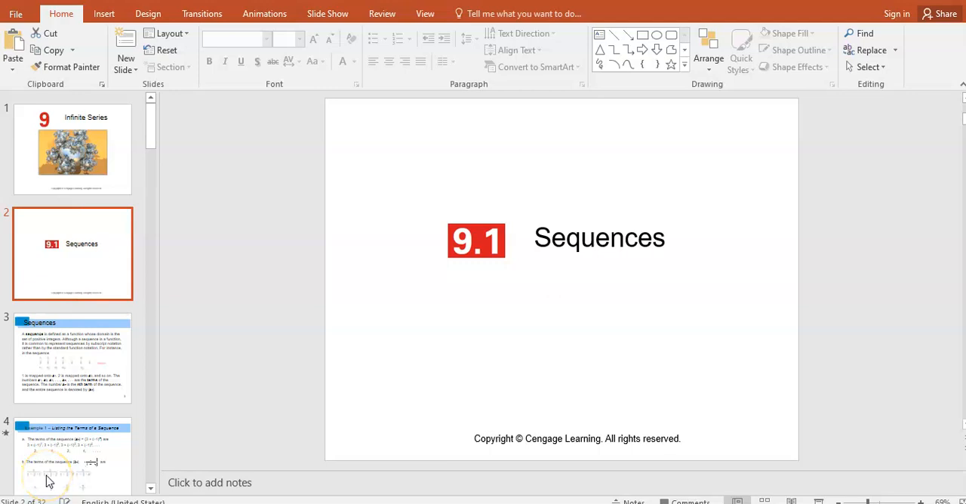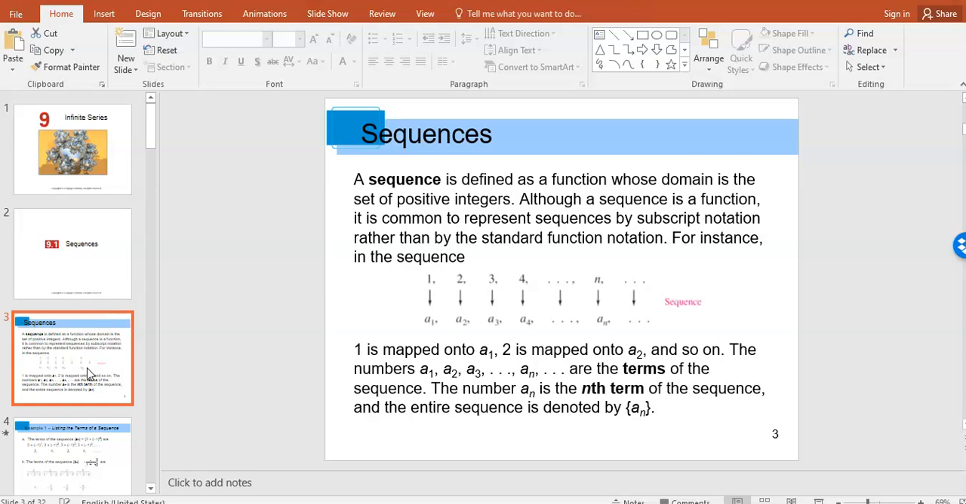Okay, 9.1 is called sequences. So I'm going to talk about the PowerPoint and then I'm going to go through the examples. A sequence is defined as a function whose domain is a set of positive integers. Although a sequence is a function, it is commonly represented by a subscript notation. So a sub 1 is the first term, a sub 2 is the second term, and so on.